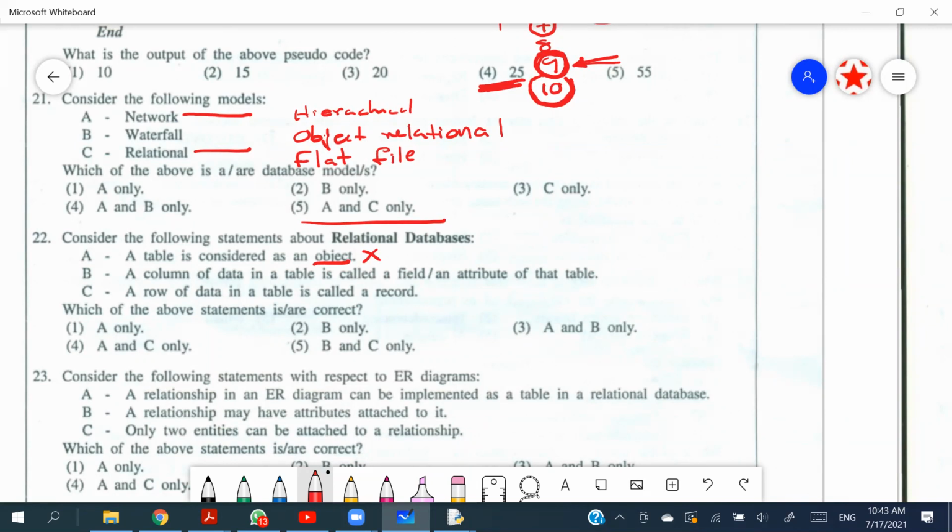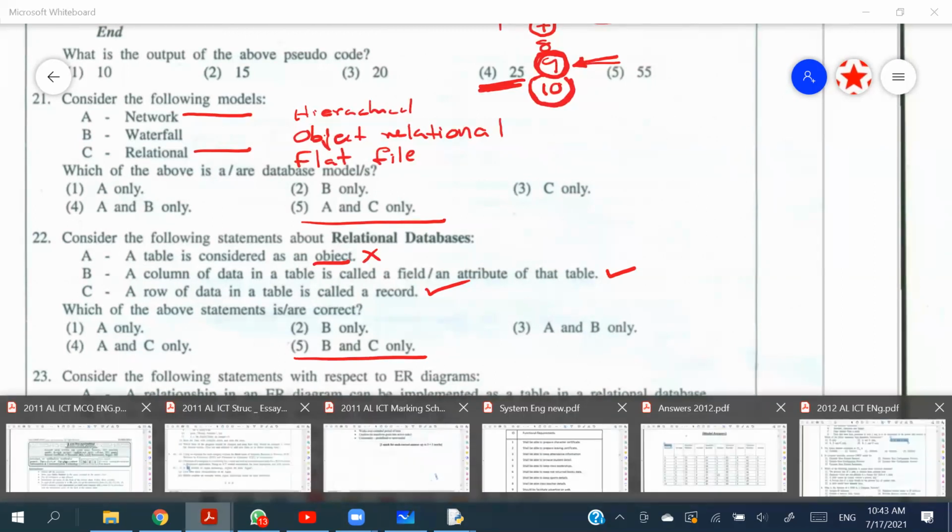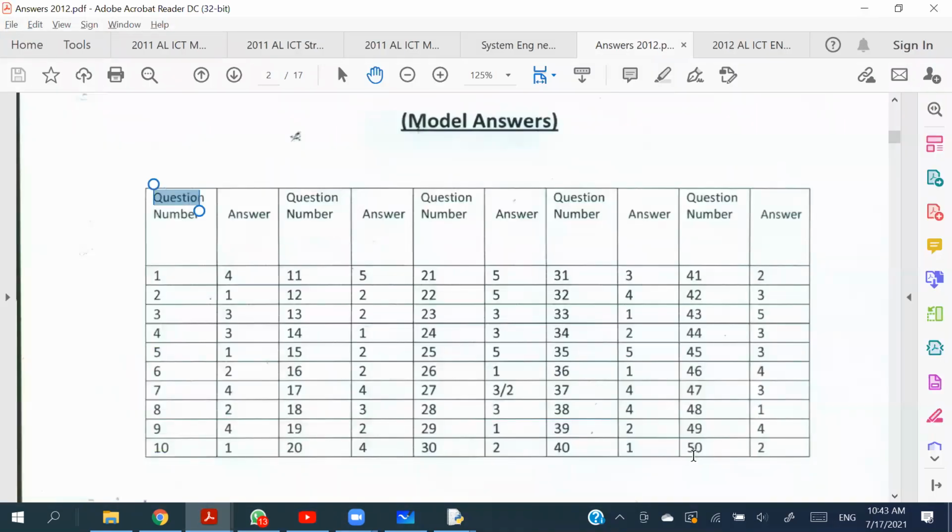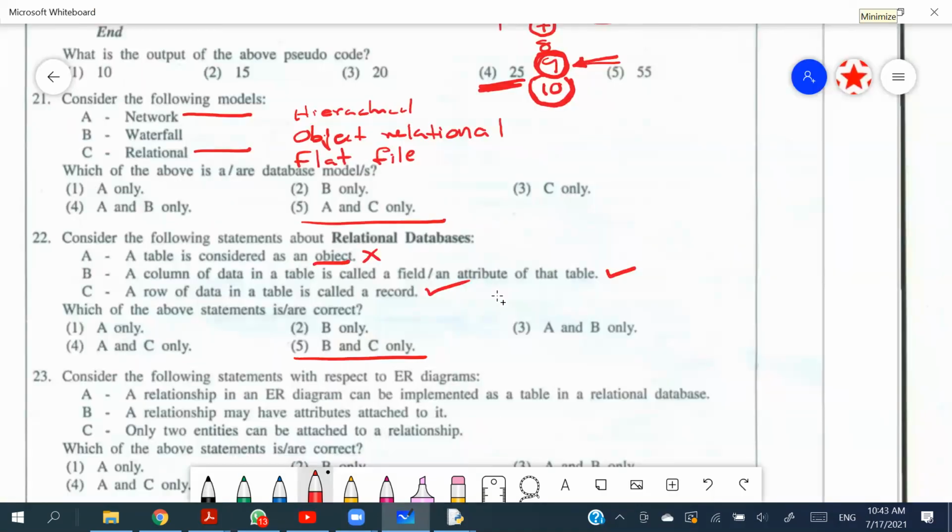A column of data in a table is called field and attribute of that table. Yeah, that is correct. A row of data in a table is called a record. Yeah, that is correct as well. So you can go with B and C only. Is it the answer? 22nd. Yeah, the fifth one. Fifth one is the answer.